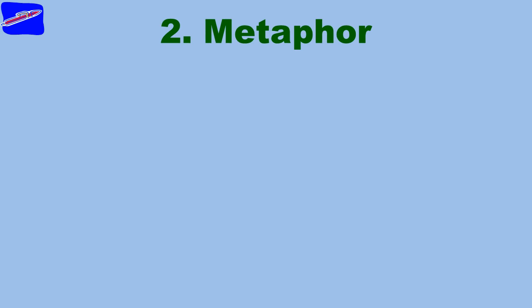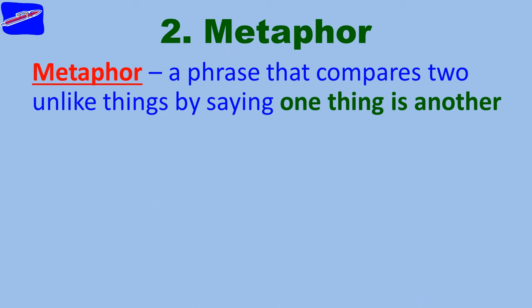Our next type of figurative language is called metaphor. A metaphor is a phrase that compares two unlike things by saying one thing is another. Metaphors and similes are closely related, the only difference between the two being that a simile uses a comparison word like or as, whereas a metaphor says that one thing is exactly the same as another.